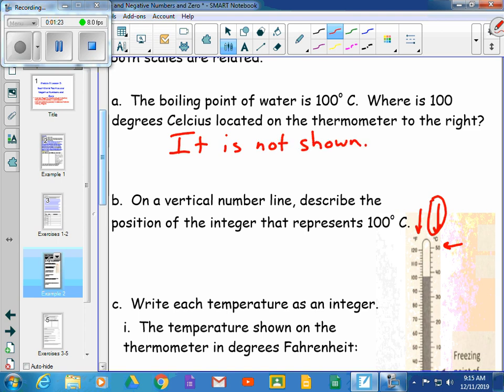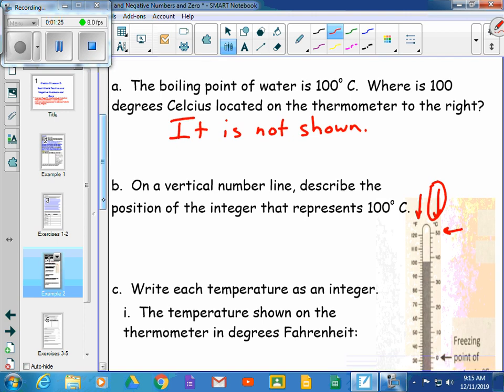Most likely, this thermometer that we have measures air temperature. And we would hope that the air temperature would never be so hot that water boils. Now, there are thermometers that do go up and beyond 100 degrees Celsius. Those probably measure water temperature.